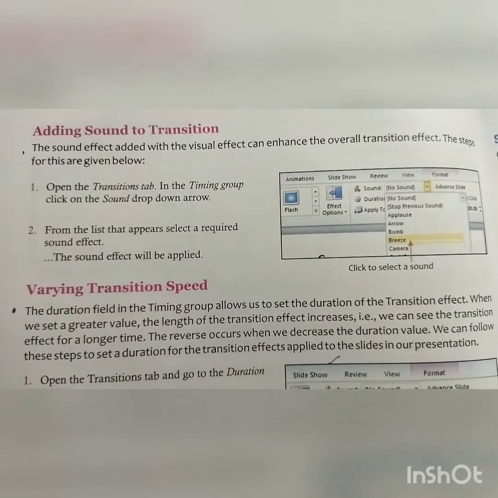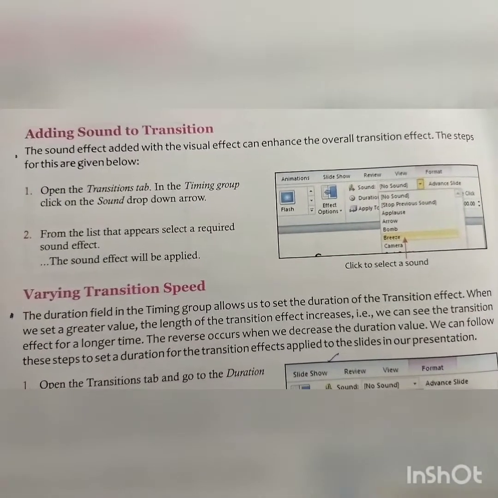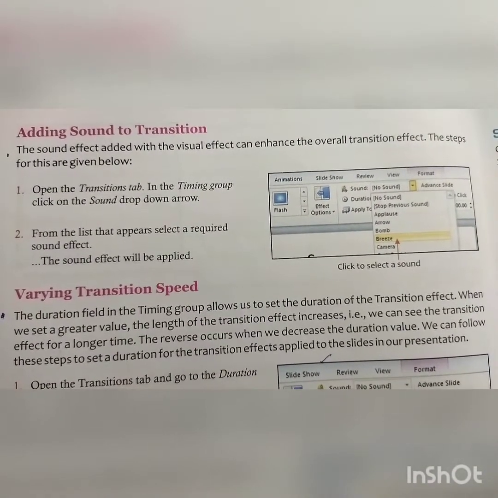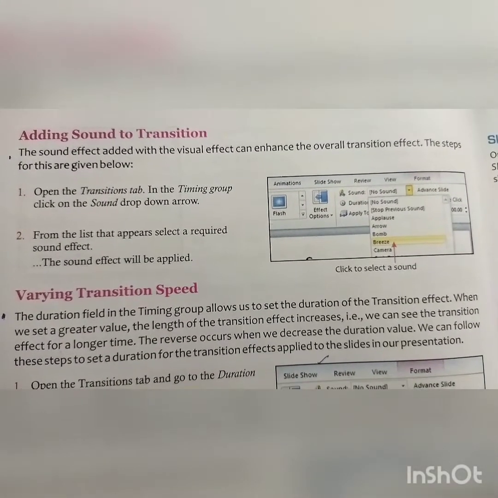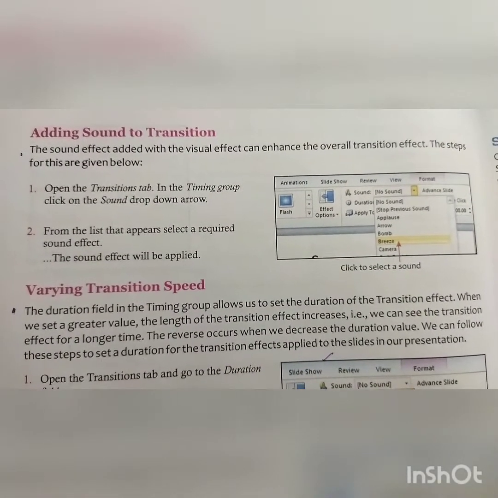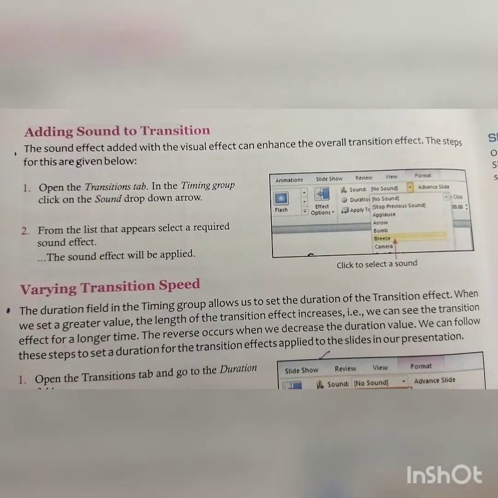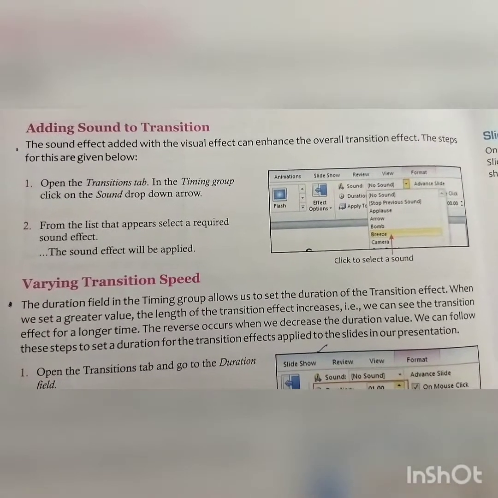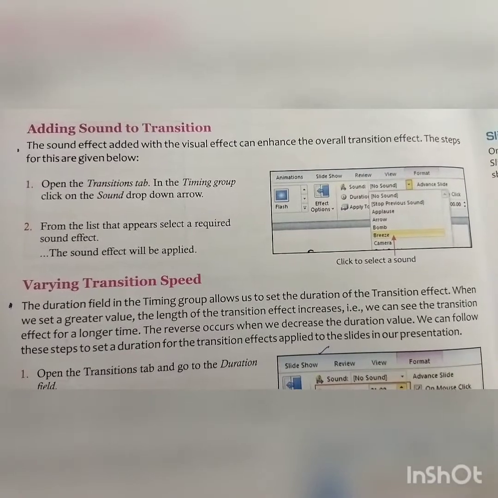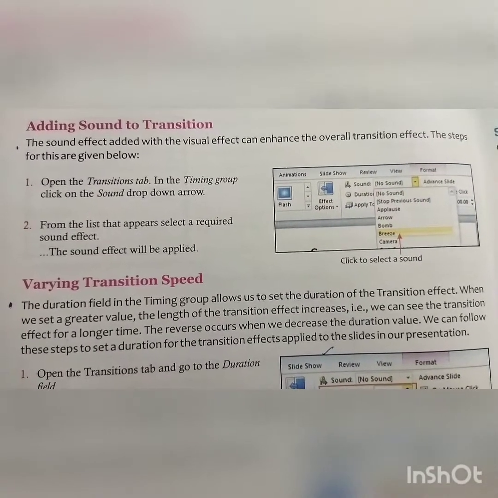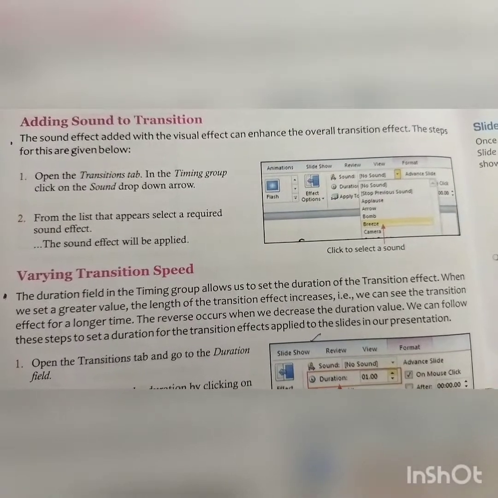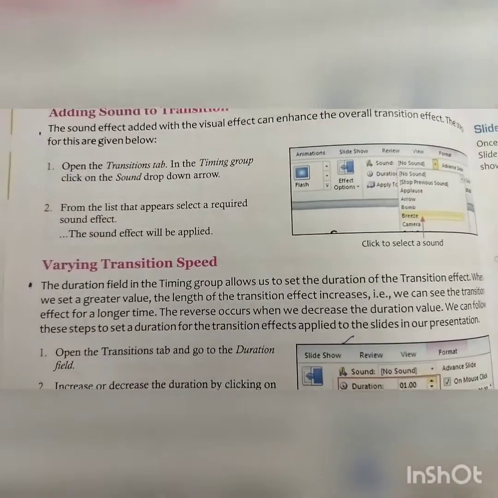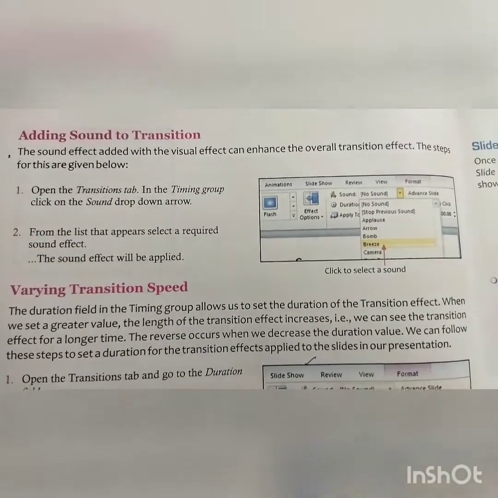Then, students, adding sound to a transition. The sound effect added to the visual effect can enhance the overall transition effect. So the steps for this are given below. First, open the Transitions tab, then go to the Timing group. In the Timing group, click on the Sound drop-down arrow. Then second, from the list that appears, select the required sound effect. The sound effect will be applied.